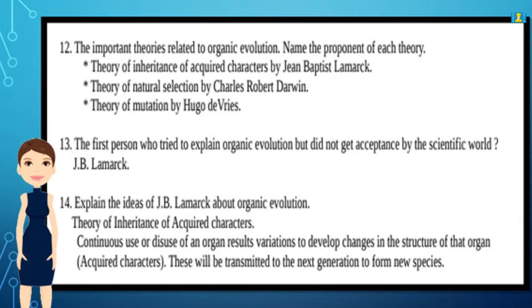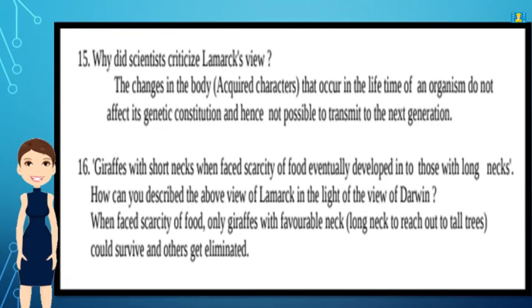Explain the ideas of J.B. Lamarck about organic evolution. Theory of inheritance of acquired characters: continuous use or disuse of an organ results in variations and changes in the structure of that organ. These will be transmitted to the next generation to form new species. Why did scientists criticize Lamarck's view? The changes in the body that occurred in the lifetime of an organism do not affect its genetic constitution and hence cannot be transmitted to the next generation.